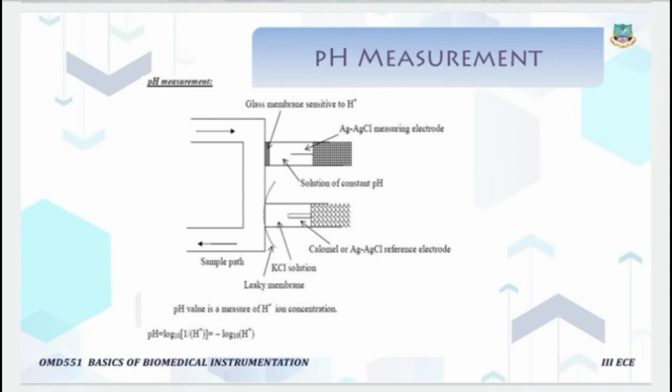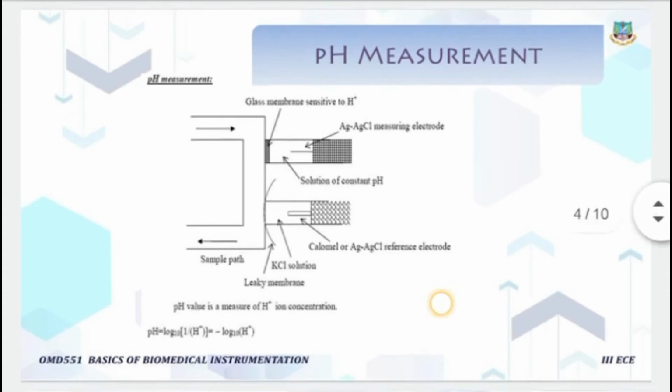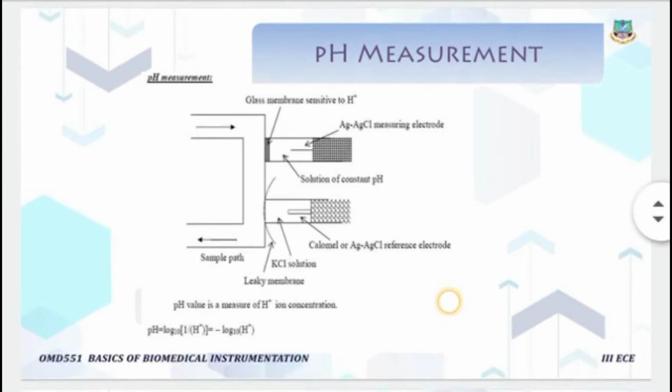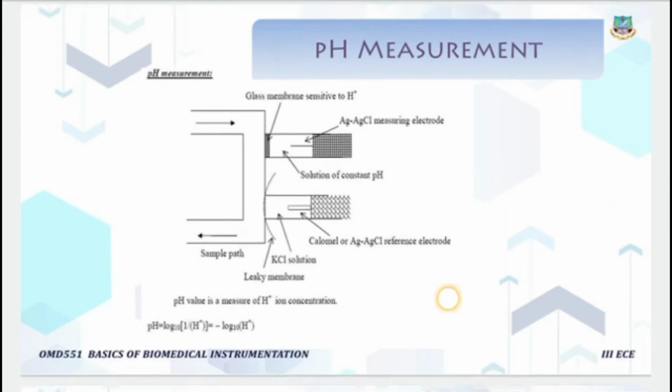Okay. So there will be two electrodes, the reference electrode as well as the measuring electrode. This reference electrode is inserted in the potassium chloride solution, and then it is closed by a leaky membrane which permits the current to flow through the sample blood. Then due to the concentration of H plus ions in the sample, there will be some potential variation, and it is recorded by using the voltmeter. This is the pH measurement.